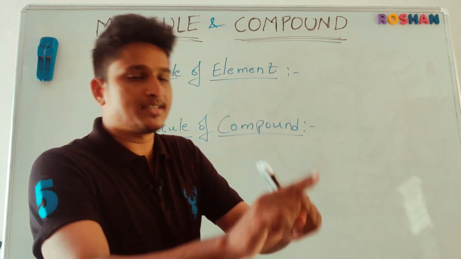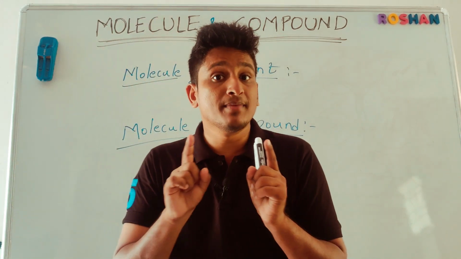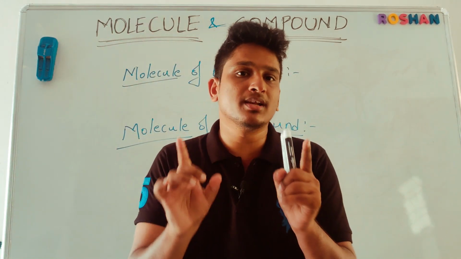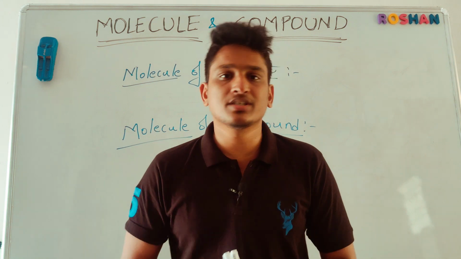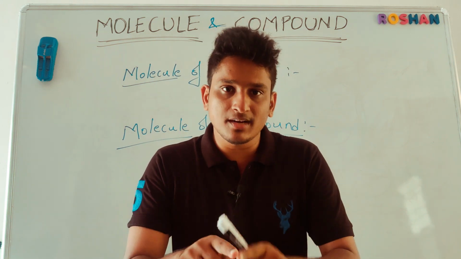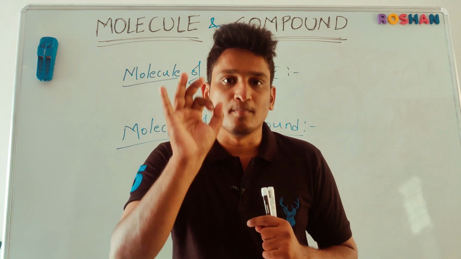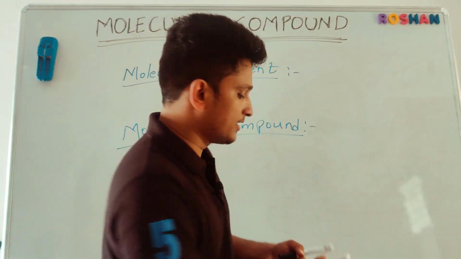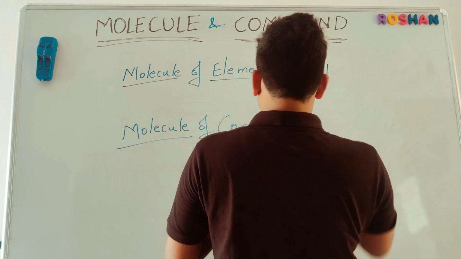If same elements are combined, combined how? Chemically. When same elements are combined, that combination is called a molecule of element. If different elements are combined, that is called a molecule of compound. For example, hydrogen gas we discussed in the previous example.